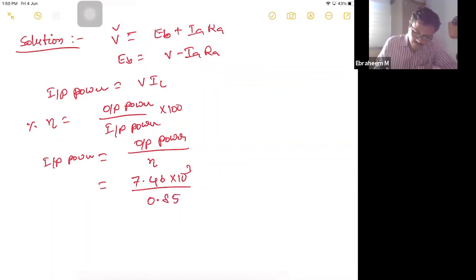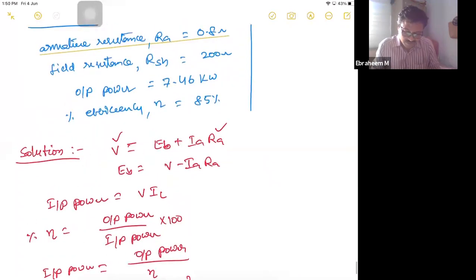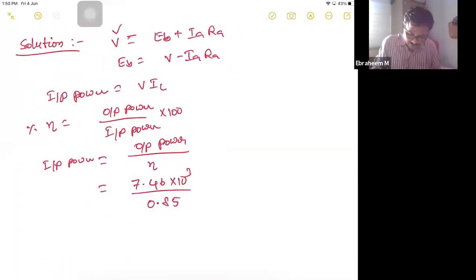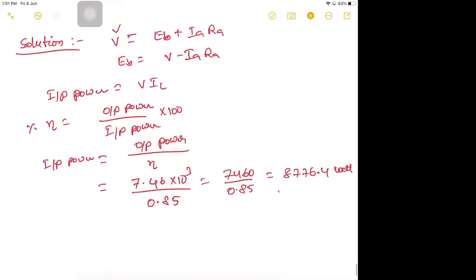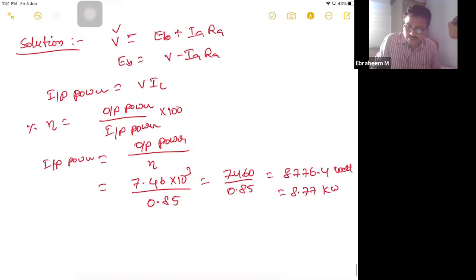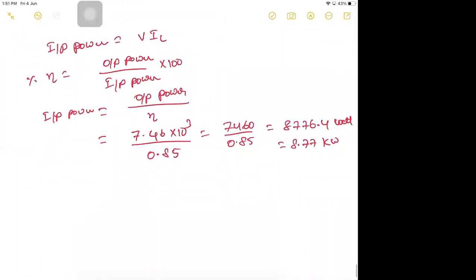So how much is this? Tell me the answer quickly. 7.46 kilowatt means 7460 by 0.85. So this will be 8,776.4 Watt, that is 8.776 kilowatt.